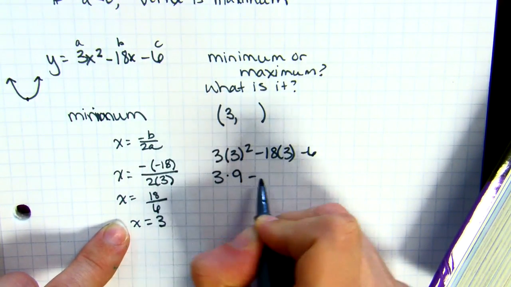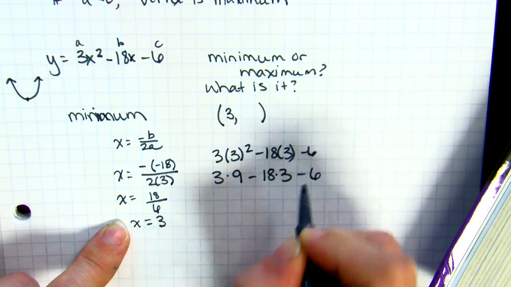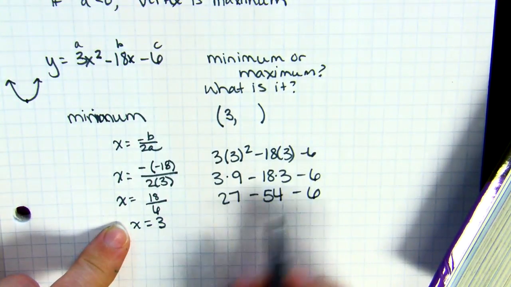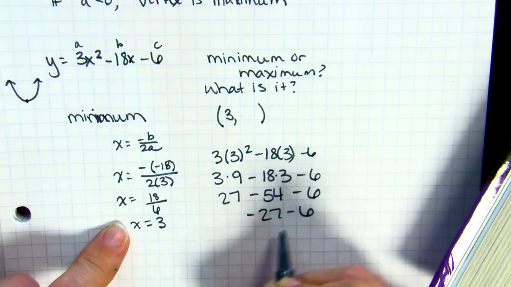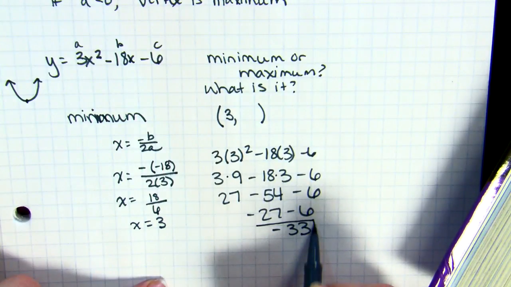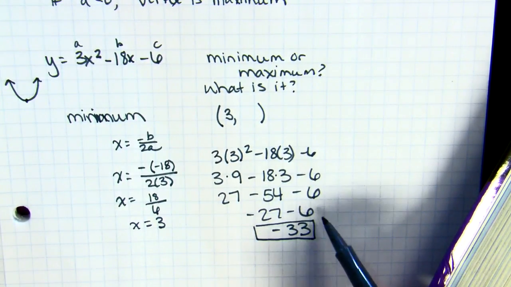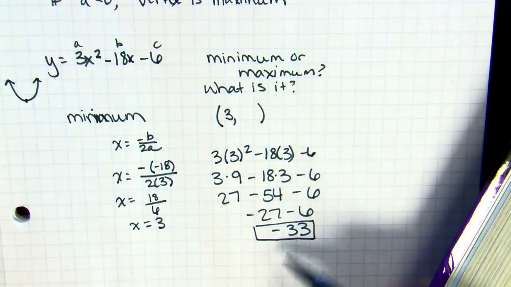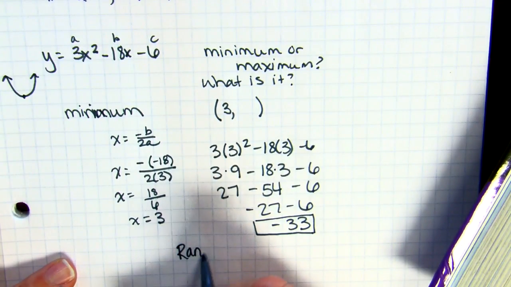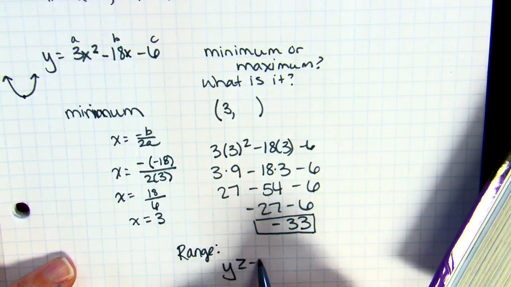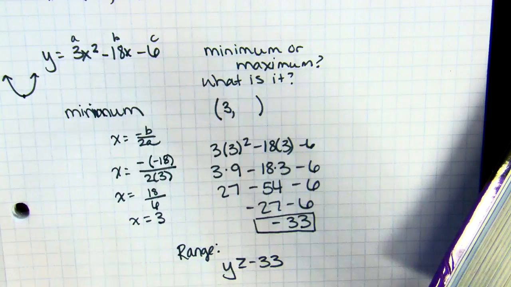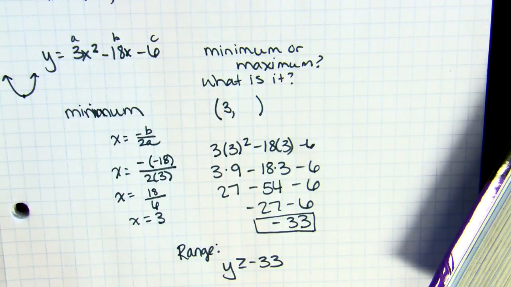So 3 times 9 minus 18 times 3 minus 6, that's 27 minus 54 minus 6, so it's at negative 27 minus 6 is negative 33. So the value of my minimum is negative 33. I really just have to say the y coordinate. The lowest that my y can be is negative 33. From there, I could even then say that my range is that y has to be greater than or equal to negative 33, because that's my minimum value for y. So really finding minimum maximum isn't anything different than what you did earlier in this section.